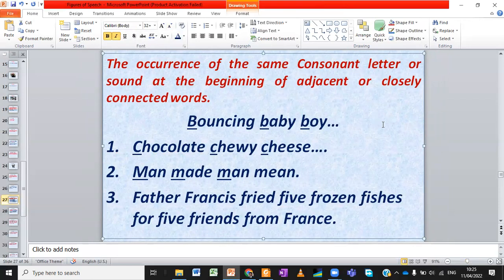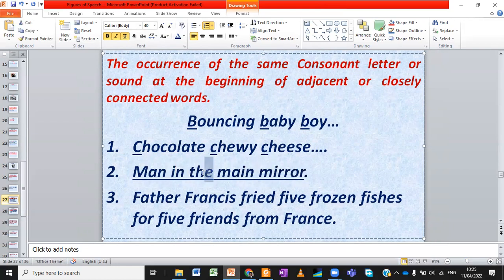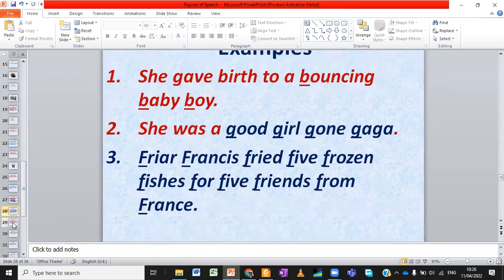Look at this one. Bouncing baby ball. You find B, B, B. Okay? Chocolate chewy cheese. Man made man me. Now, sometimes when you see words like this, it's also alliteration. These two do not really count. Okay? For example, man in the main mirror. So when you say these two, they are actually prepositions and articles. They don't matter. They don't disturb the flow. So it's still alliteration. Okay? Father Francis fried 5 frozen fishes for 5 friends from France. So alliteration is quite clear to you. She gave birth to a bouncing baby boy.